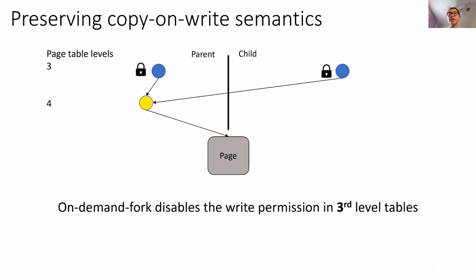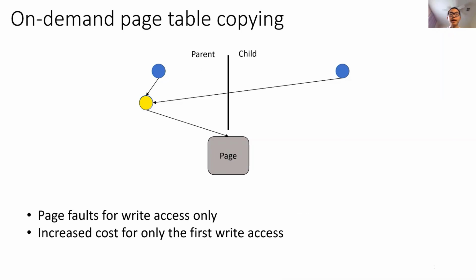Because processes may eventually write to memory after the on-demand fork system call, which necessitates updates to page table entries, unshared or dedicated page tables may be required eventually. So on-demand fork copies page tables on demand during page faults. The rule is that there are page faults for write access only.